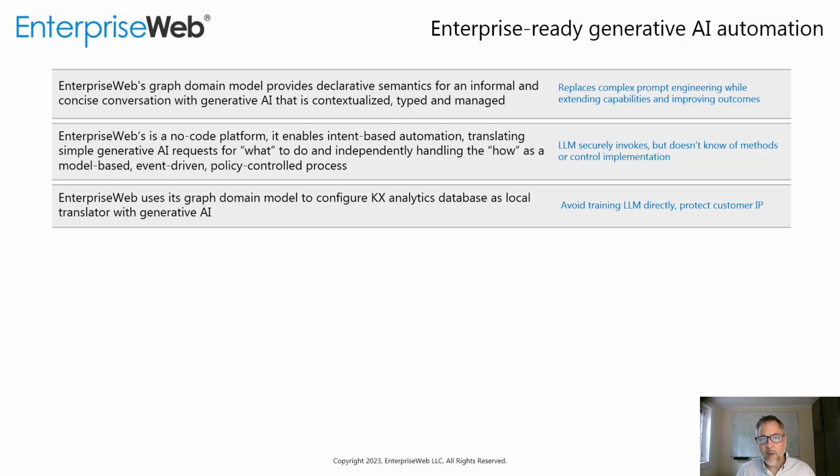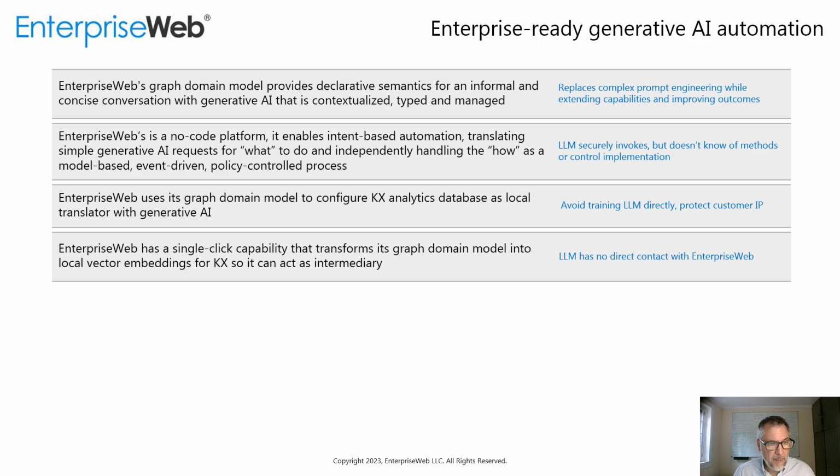And the training is happening in the customer's environments, right? We're not training the LLM directly. We're protecting the customer's IP. This is the whole point of the name Enterprise Web: it's about being enterprise grade, web scale. These are the things that motivate us, so we're constantly thinking about those concerns.